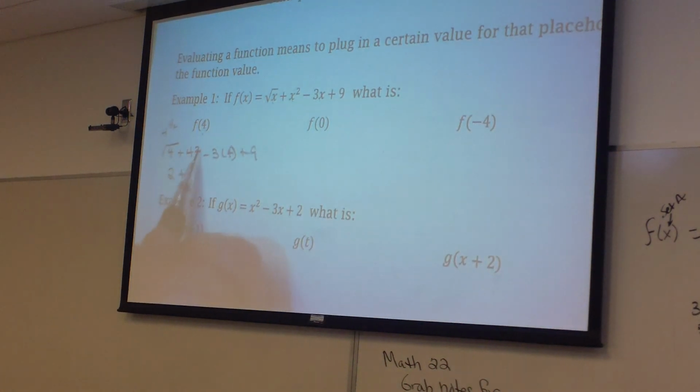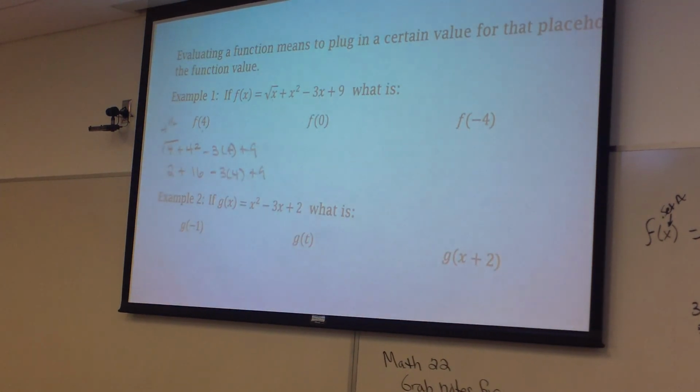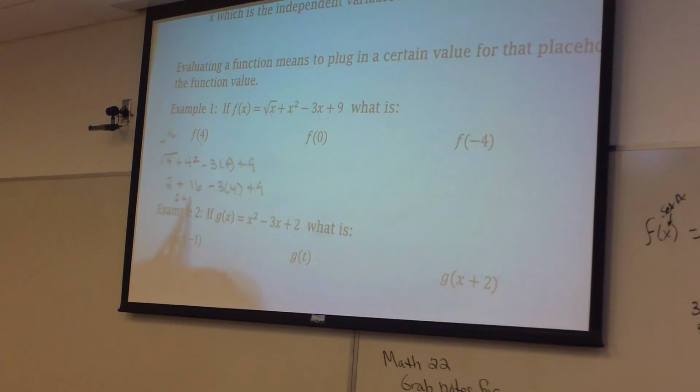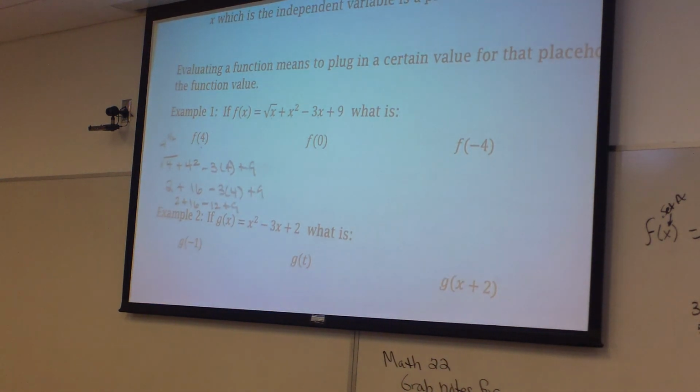Do that exponent, 4 times 4. And you could multiply, but I'm trying to be really orderly about it. I did all my exponents. But I can't do my addition or subtraction until I do my multiplication. 2 plus 16 minus 12 plus 9. Now that I get down to addition and subtraction, what do I do? Do I do the addition first and then the subtraction? Yeah.